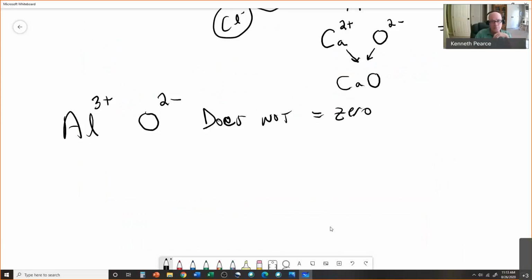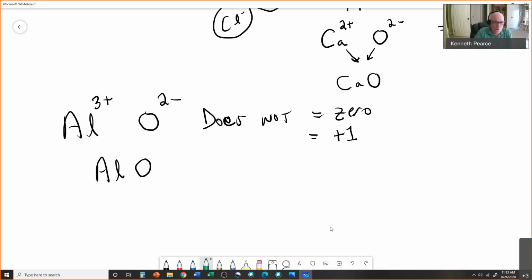Matter of fact, 3 - 2 is +1. Okay, so that's not 0. That can't work. So we can't just push it together and call it a day. So what we do is what's called crossing charges. You put them together and realize it doesn't equal 0.